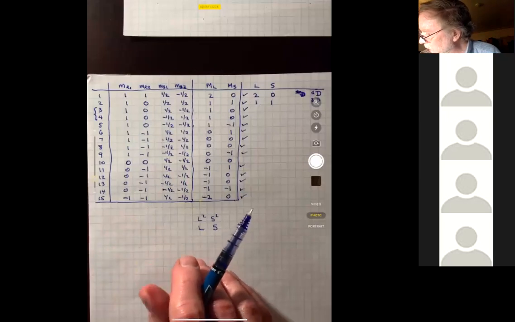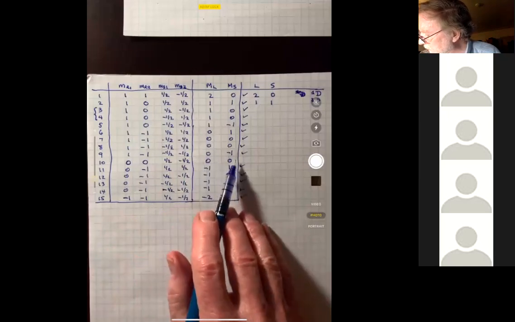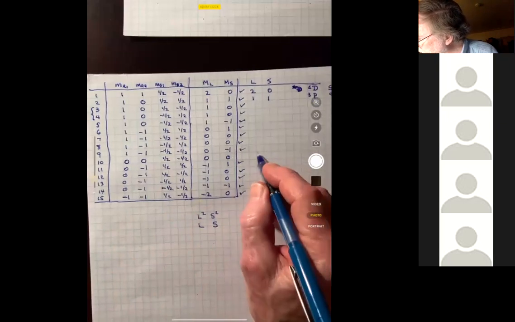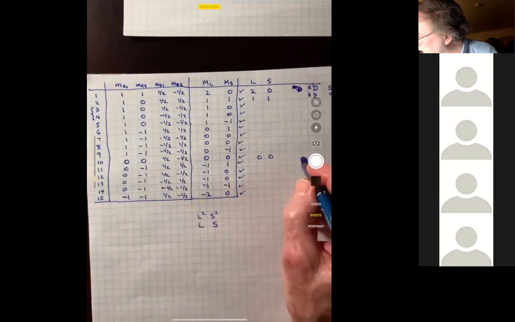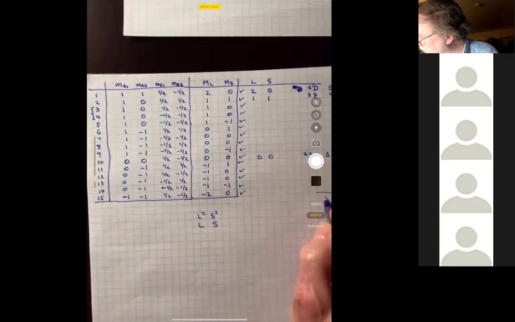All right, what's left? The 0, 0 is left. It's the only thing left. That is an L equals 0 and a spin of 0 like that. We'll check that off. It has only one state. That's a singlet S, one state like this. And again, these numbers add up to 15.